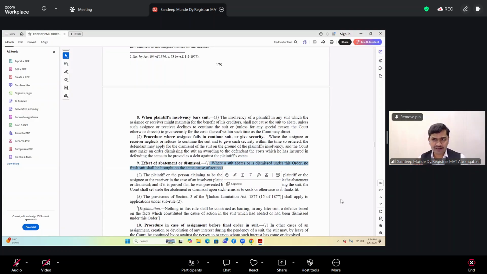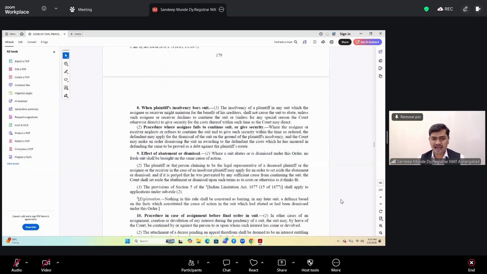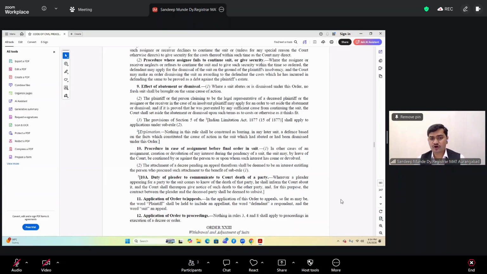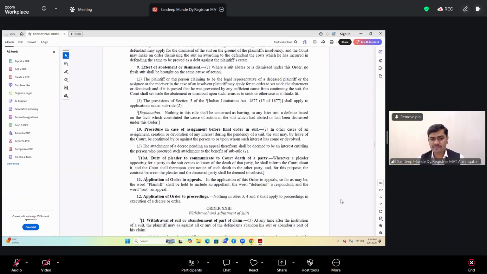Under Section 12, bar to further suit, Order 22 Rule 9 has been mentioned, which states that where a suit abates or is dismissed under this order, no fresh suit shall be brought on the same cause of action. In view of this, Order 22 is also applicable to appeals. Therefore, Rule 11 states application of orders to appeals, and Rule 12 application of order to the proceedings.